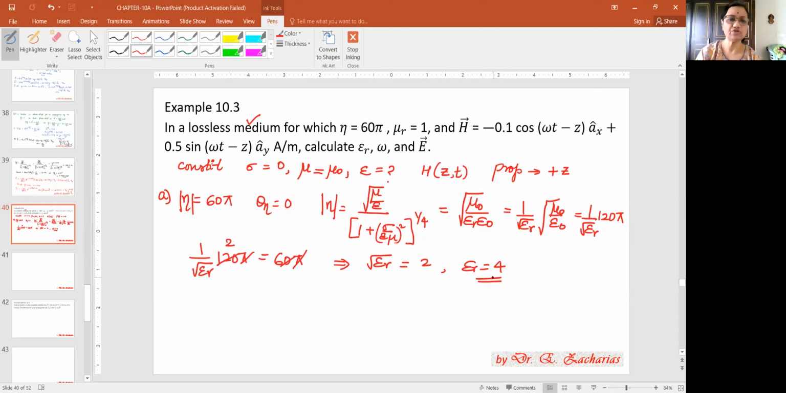And you know that eta is going to be equal to under root of mu by epsilon. So these kind of things, 1 or 2 problems when you do, you will remember. Don't think it's difficult to remember all this. Okay, now let's go to the second part of the problem.